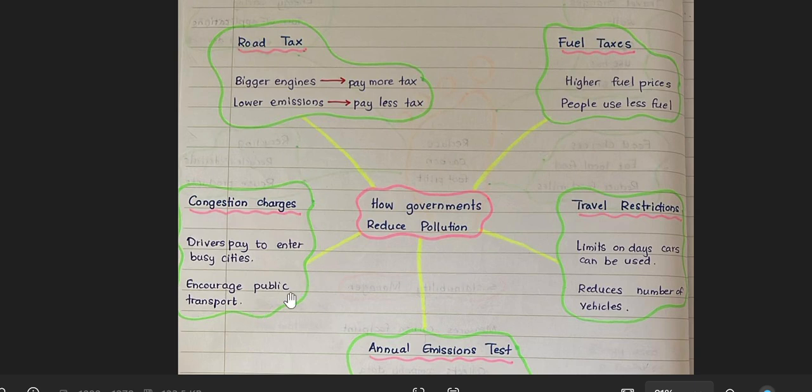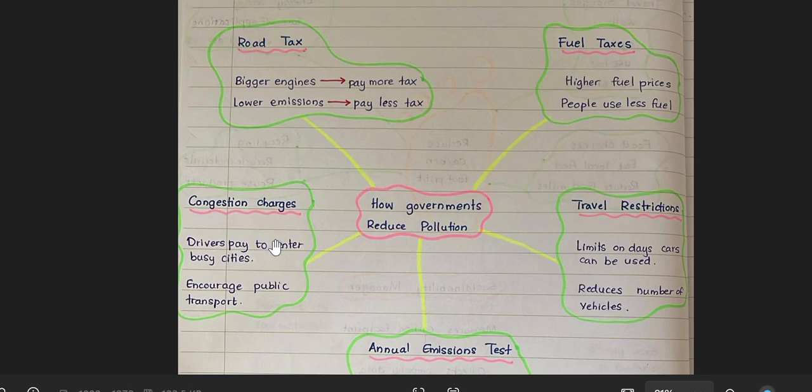Then another one is congestion charges. This is if there are busy cities, right? Busy cities have a lot of vehicles, lot of people traveling up and down. So then there will be higher pollution. To reduce that, to avoid people who don't need to really come there, they can introduce a congestion charge where the drivers have to pay a small fee to enter the busy cities at busy times. Is it clear? So then this will avoid unwanted people visiting at busy hours. So this will decrease the pollution.